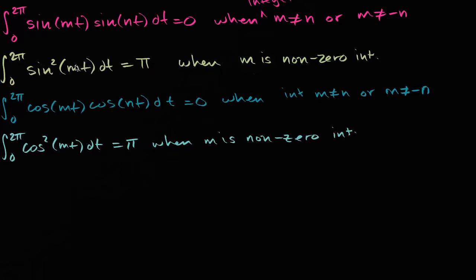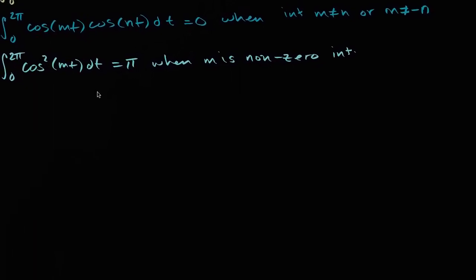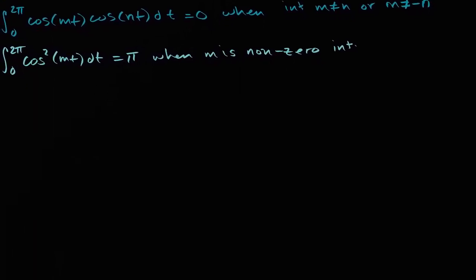Now what we want to do in this video is do the same thing that we did in the last video, but now do it for cosines. The product of two cosines where m and n are different integers or they're not the negative of each other, that's going to be 0. But if they are the same integer and they are not 0, so that boils down to cosine squared of mt, this definite integral is going to be equal to pi. And we're going to do it the same way that we did it with the sines. We are going to use some of our trigonometric identities.